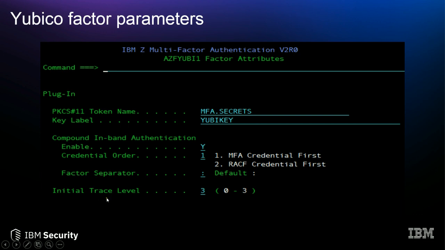Remember to set the initial trace level to 3. This is because you can have verbose debugging in case of problems. It is very useful during the implementation and test phases. Then you can set this to a lower value later, once Yubikey authentication is working as expected.